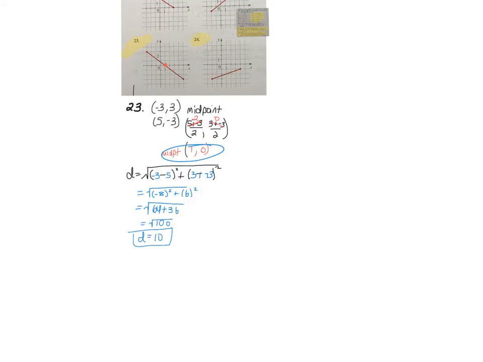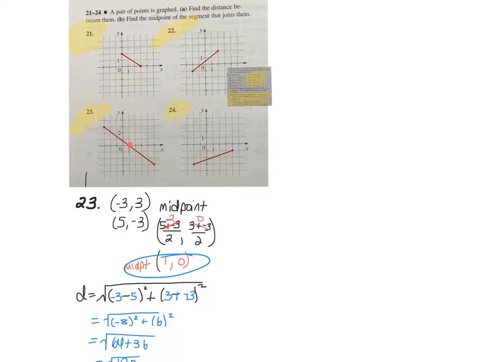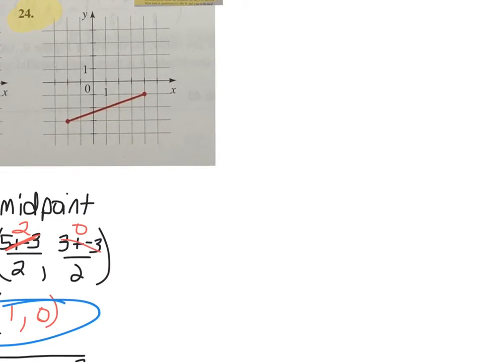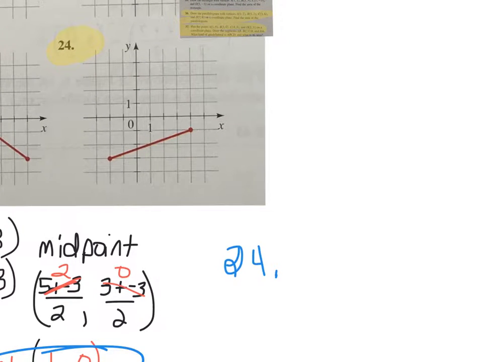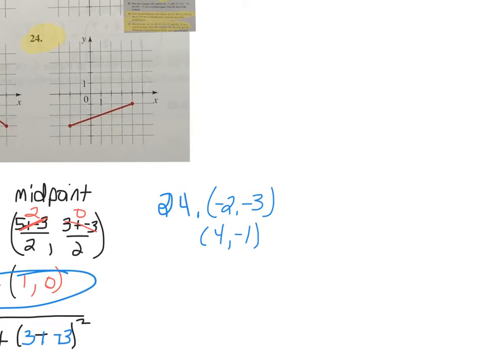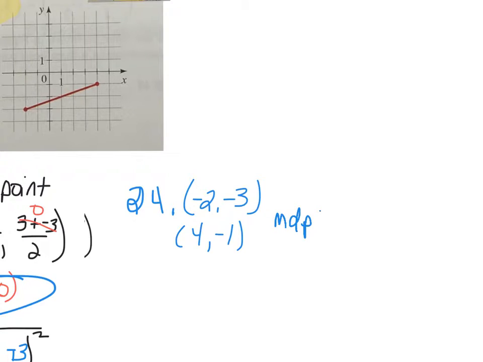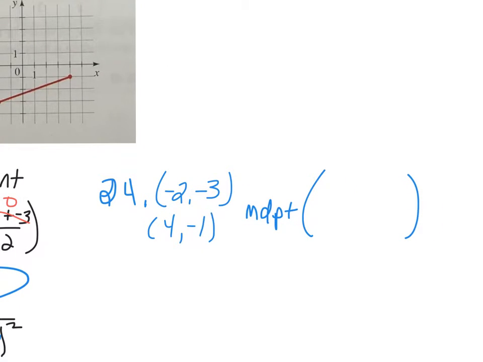Good. So let's look at, which one do you guys want to do? 22, 23, 24. 24? Okay. What are the points that we have for 24? What are my 2 points I'm looking at? -2, -3, and 4, -1. Okay, so let's find the midpoint first. How do you find the midpoint again? You add the x's and divide by 2. Then add the y's and divide by 2.